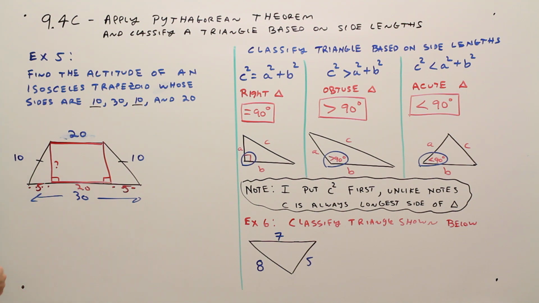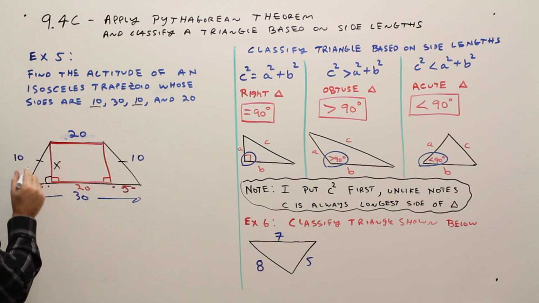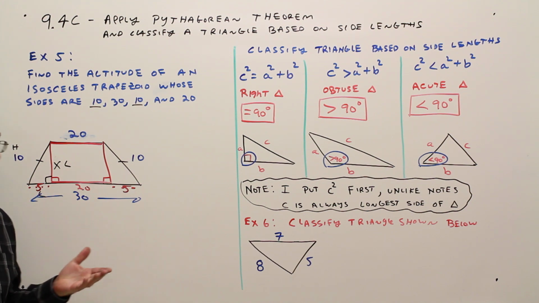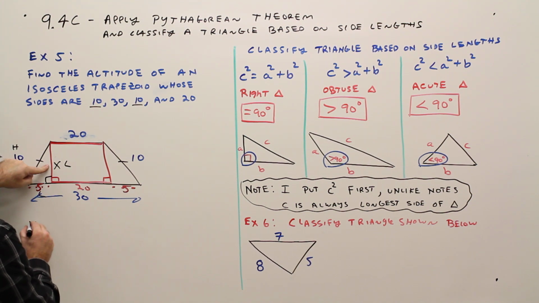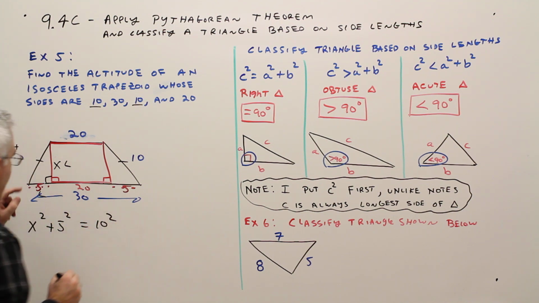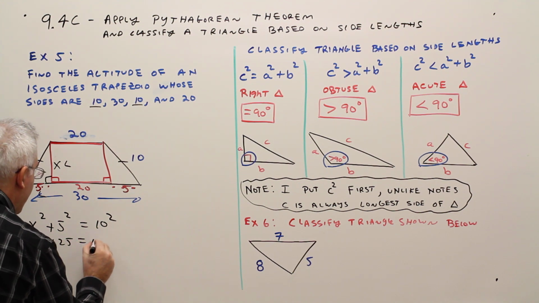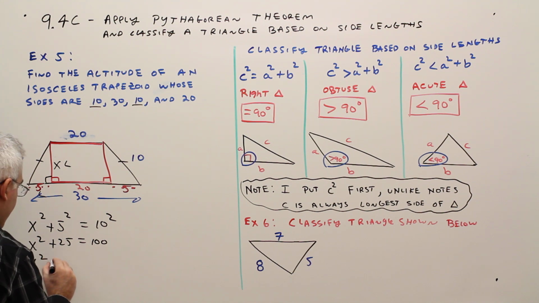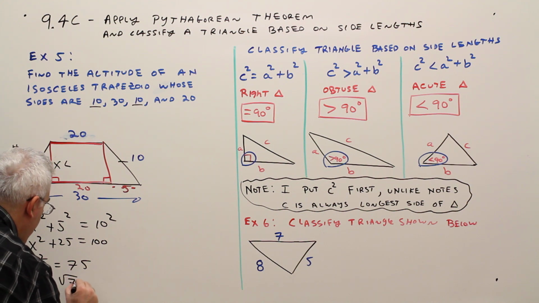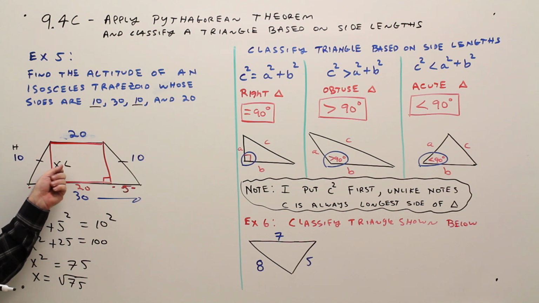All right. Now I simply have a right triangle. I'll call this X. Note that this is the hypotenuse, this is a leg, this is a leg. So now I'm just using the Pythagorean theorem. So leg squared plus leg squared equals hypotenuse squared. X squared plus 25 equals 100. X squared equals 75. X equals the square root of 75. Again, I will not do plus or minus. I can't have a negative length.